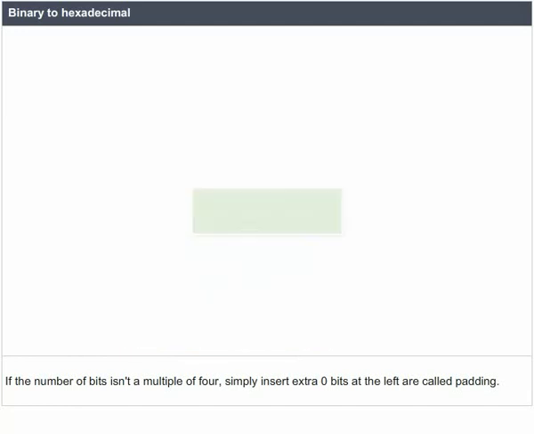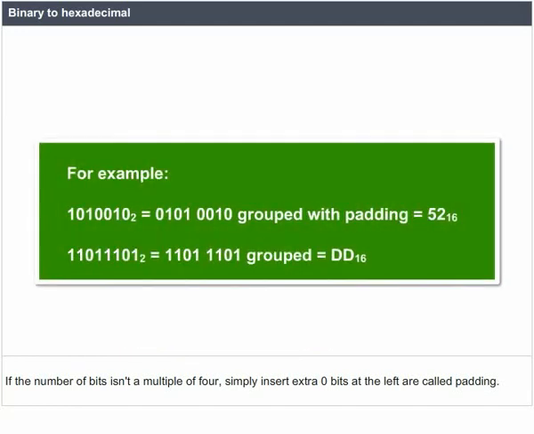For example, 1010010 to the base 2 equals 0101 0010 grouped with padding equals 52 to the base 16.